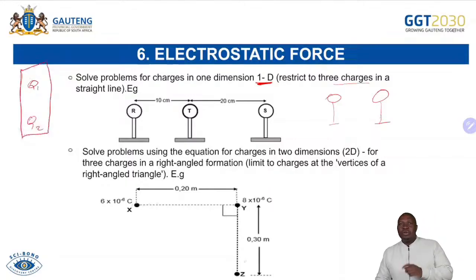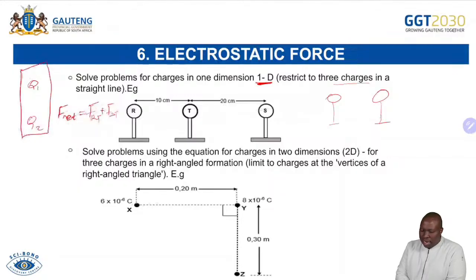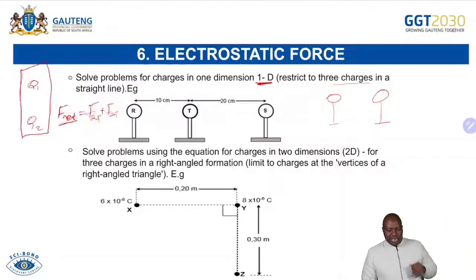Remember, when you're dealing with F net, you will have all the forces there that you are having, and then you will be able to add the force of R on T, the force because of S on T as well. You're able to add them to get your F net. So we will just do the vector sum there of those: the force of R on T plus the force of S on T. So you're able to have all that, and then you are able to get your F net. And that's when they are 1 dimensional.